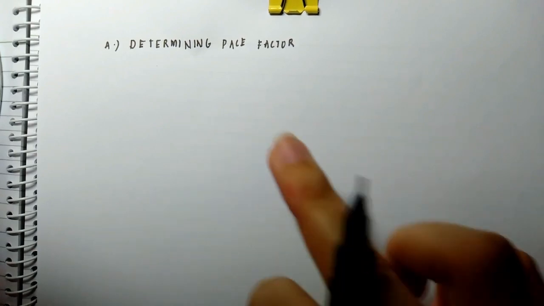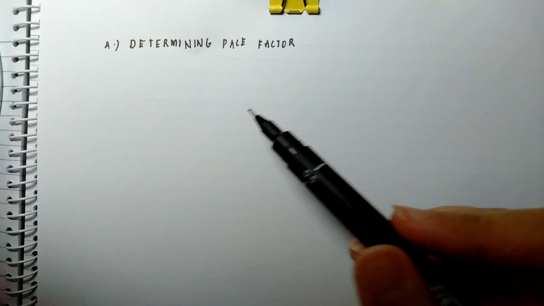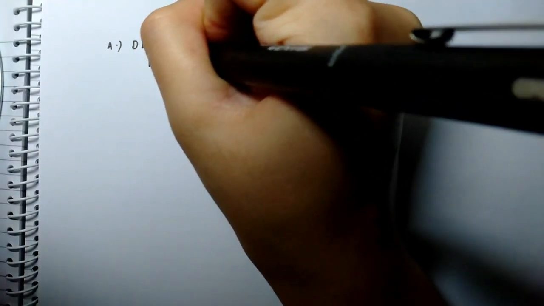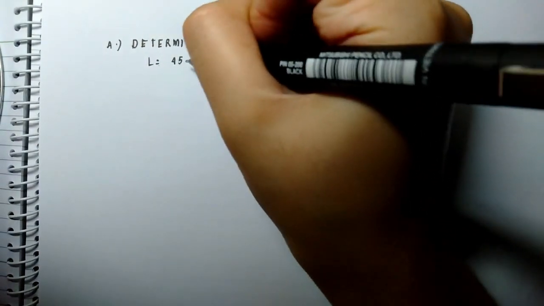After analyzing the problem, you can now proceed to solution. So, after determining what is asked, we can now start our solution. So, the first is determining the pace factor. You need to write first the length. According to the problem, the length is 45 meters.